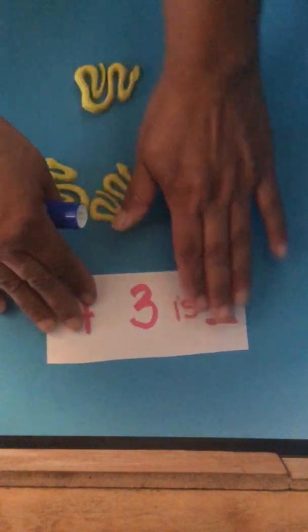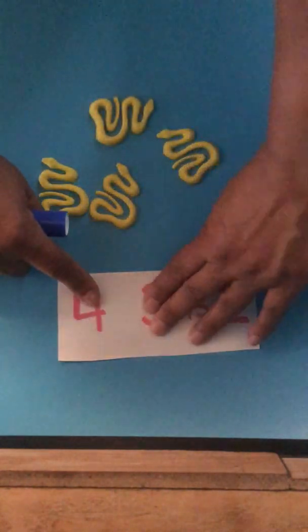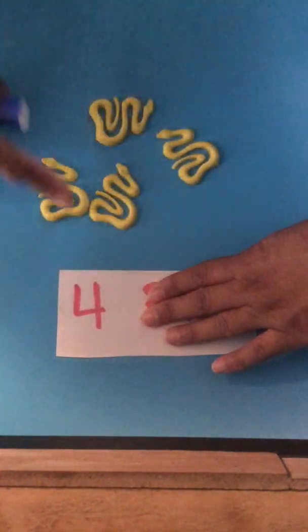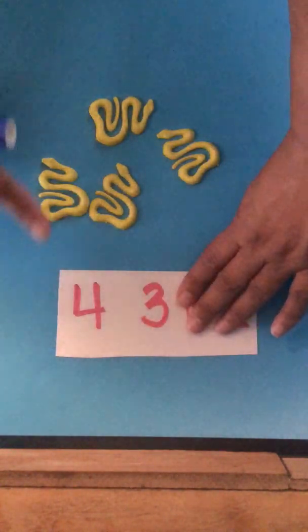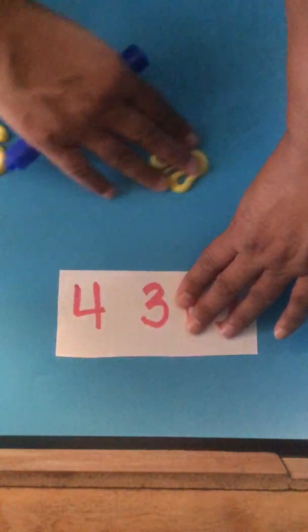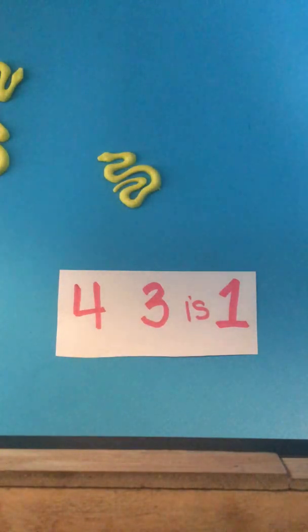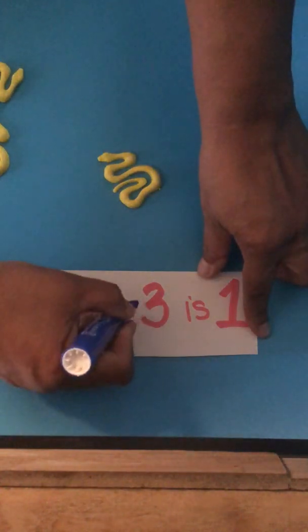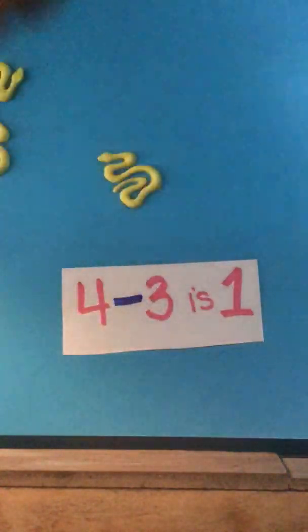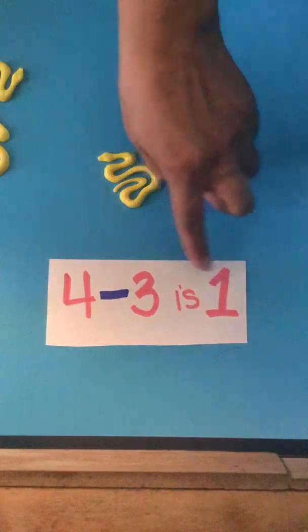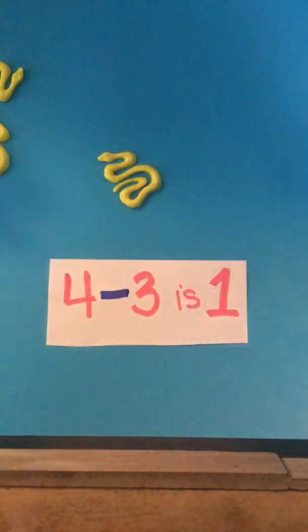1. This time I want you to help me retell the story. How many snakes were slithering on the ground? 4. How many snakes went away, boys and girls? 3. What's the sign I'm using today? The minus sign. Linus the Minus. How many snakes are left?